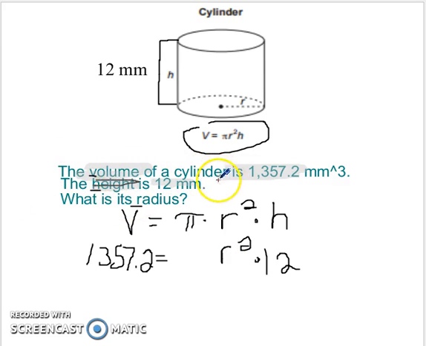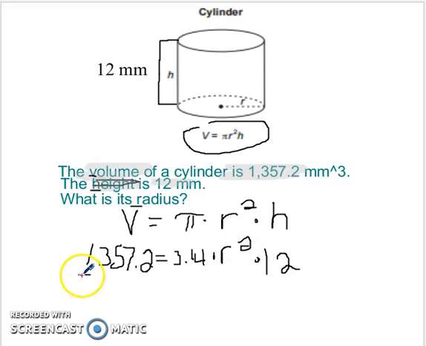The volume of a cylinder is this. The height is this. What is the radius? I know pi is 3.14. Okay, so I plugged in. Now I'm going to chug. I plugged in each of the numbers that I know. So I have this equals 3.14 times the radius squared times 12.